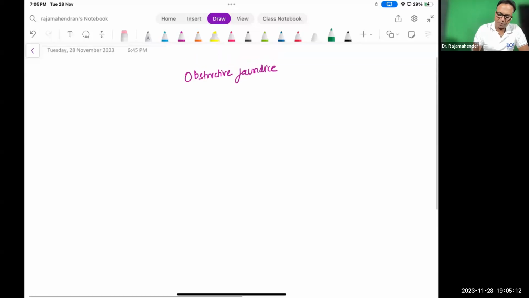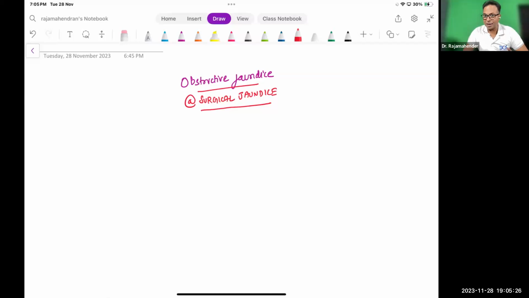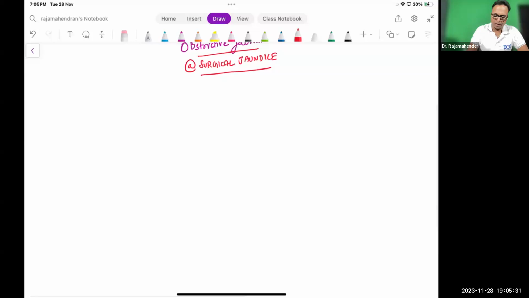Please understand, the other name of obstructive jaundice is surgical jaundice. It is called surgical jaundice because it is dealt with by surgeons and this jaundice can be cured by surgery. Most of this jaundice gets immediately relieved by some surgical procedures.